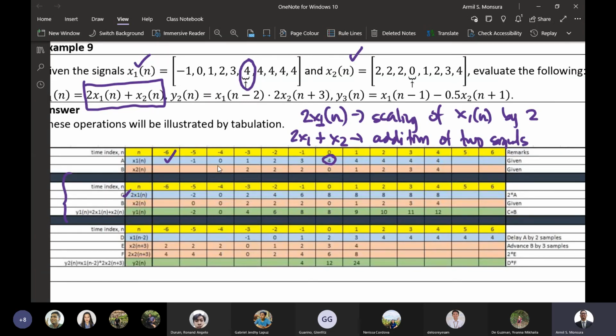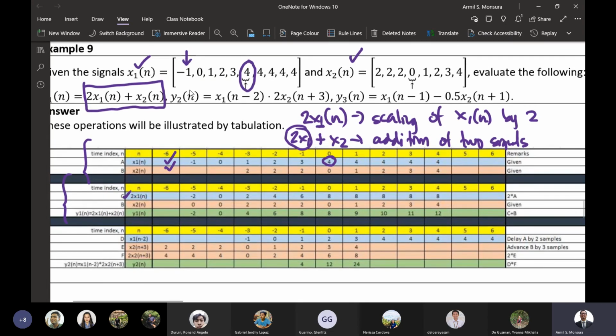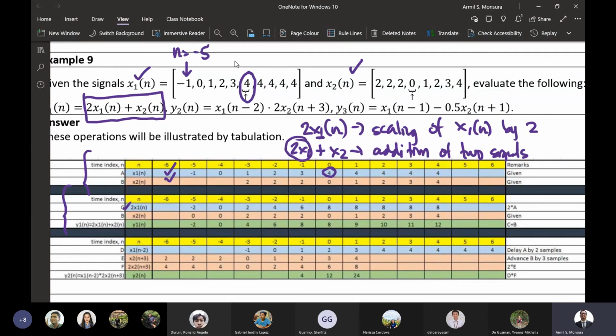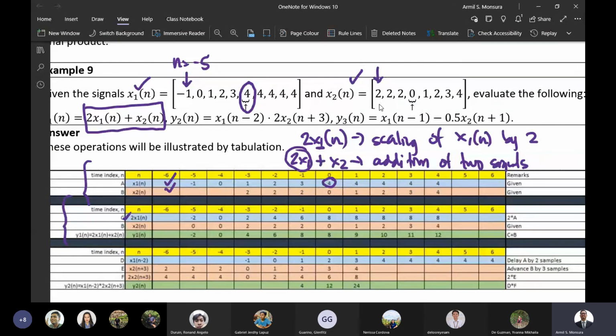Okay, now, second naman, yung second operation natin is to add 2 signals, which yung scaled x1 at saka yung x2. Okay. Pero take note na dito sa given niyo, yung x1 at saka yung x2 ay mag-a-appear at different points in time. Okay? Itong unang non-zero value na to para sa x1 ay mag-a-appear when n equals negative 5. While yung unang non-zero value para sa x2 ay mag-a-appear when n equals negative 3.